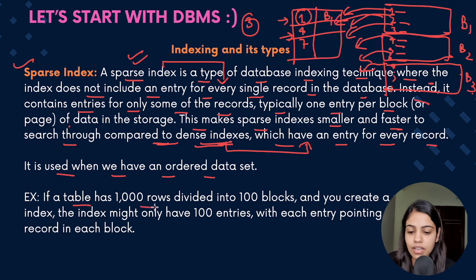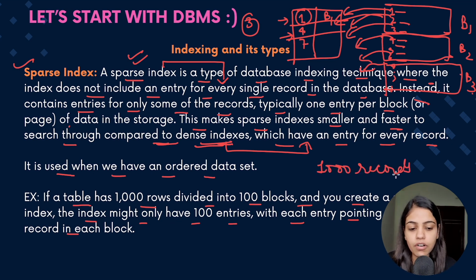So if a table has 1000 rows and it is divided into 100 blocks, you can create a sparse index. The index might have only 100 entries, with each entry pointing to the first record in the block. Now it says that consider our table is having 1000 records. Now these particular 1000 records need to be stored in the hard disk. So how will it be stored? It will be stored in each and every block.